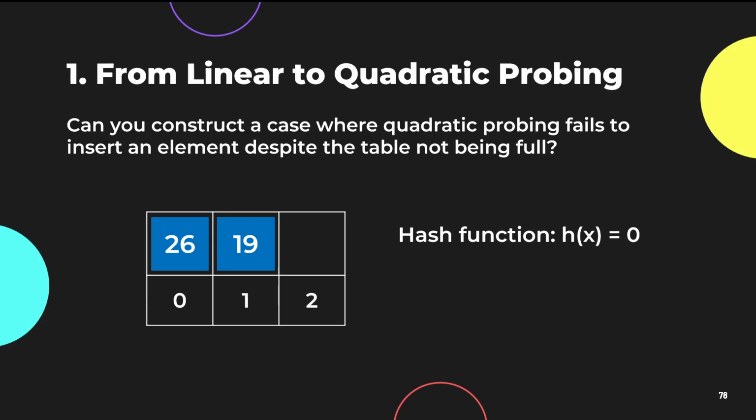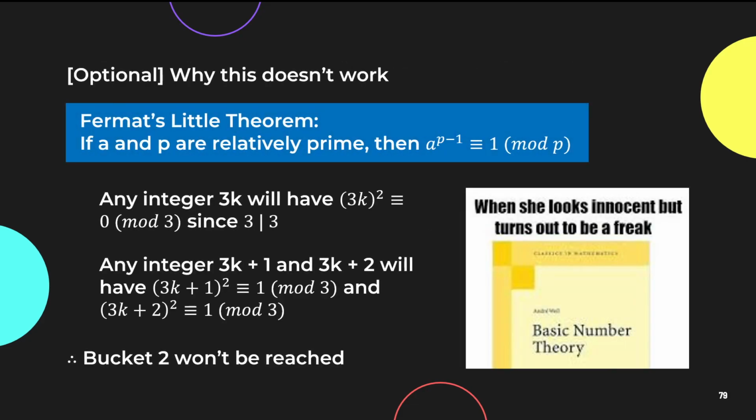So, why did I say that I prepared this instead of the modulo 7 version? For optional ones, I will not run through much, but there's actually a mathematical proof behind this. You can look at Fermat's Little Theorem. For any integer, there is a multiple of 3: 3, 6, 9, 12, 15, 18. Modulo 3, that will be 0, right? So that will go to bucket 0.